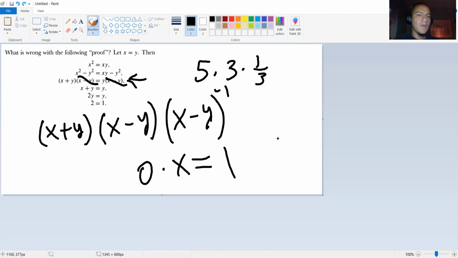And 2 does not equal 1 then. This proof is incorrect.